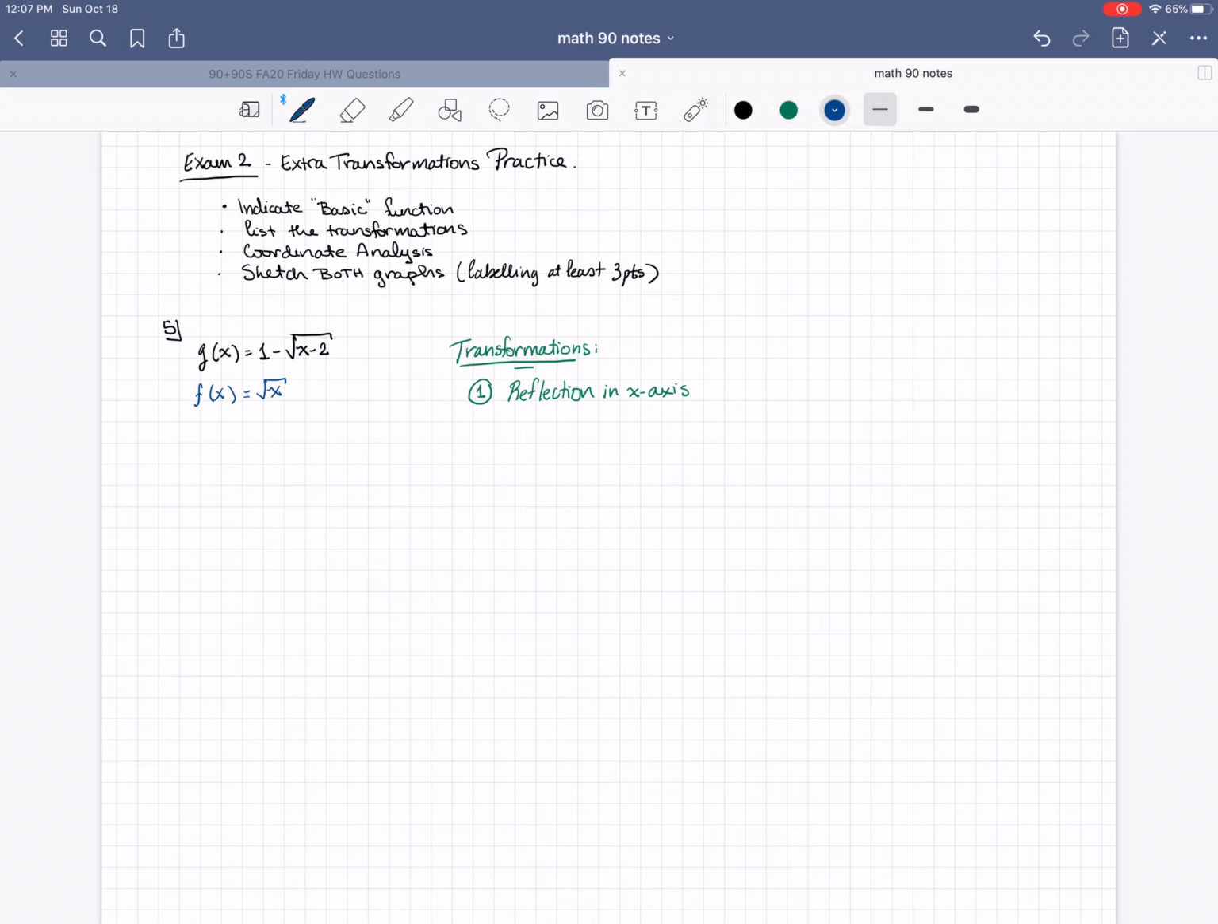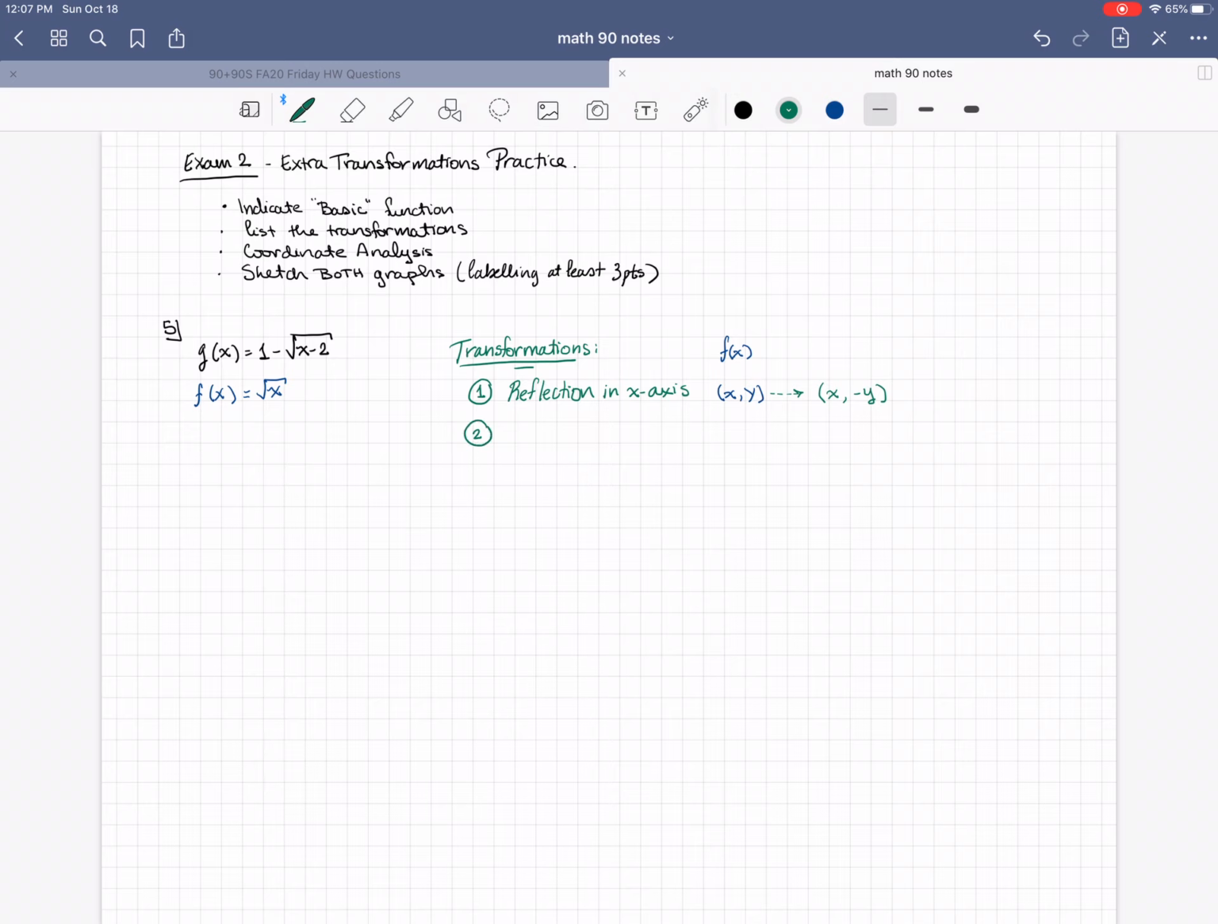I want to go ahead and start the coordinate analysis right at the beginning like I have so far. So if I'm starting with a random point x, y, the reflection in the x-axis does not impact the x-coordinate, but since we're getting flipped over the x-axis, our y-coordinate is made opposite.